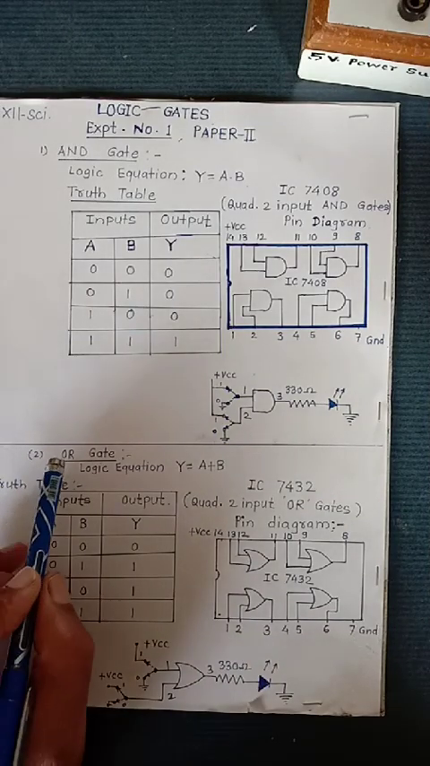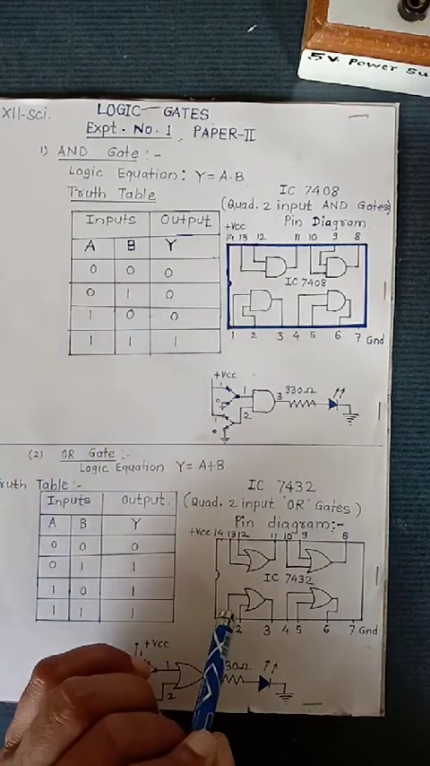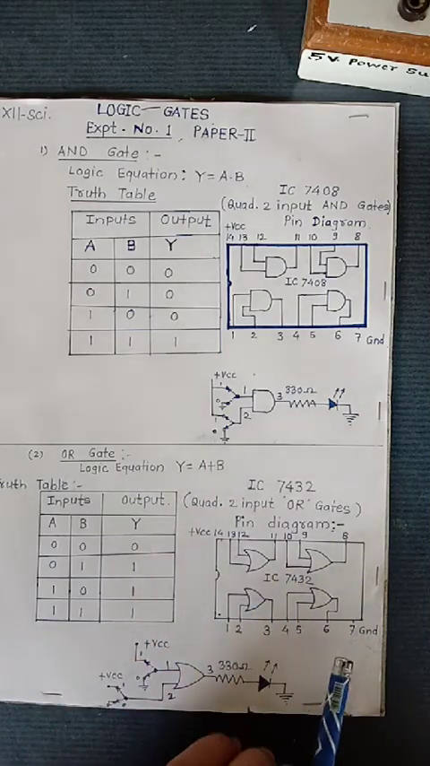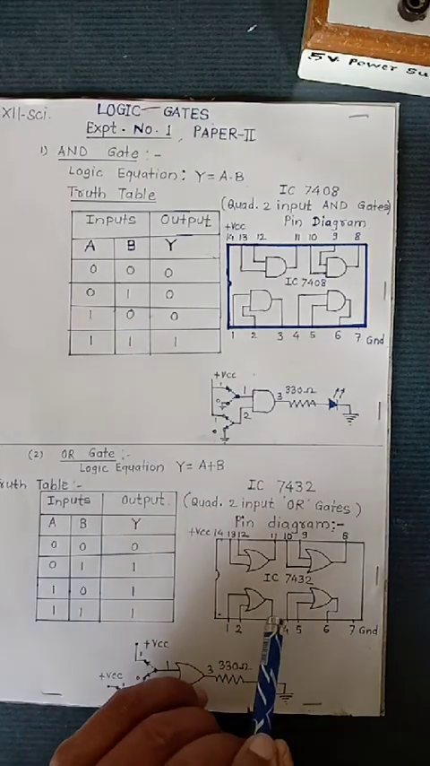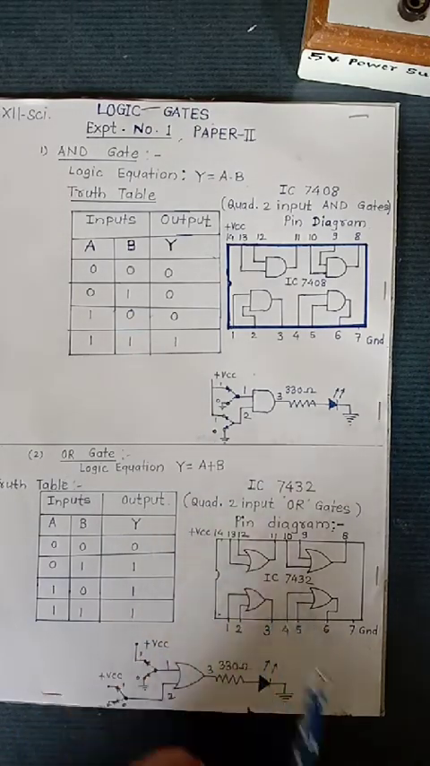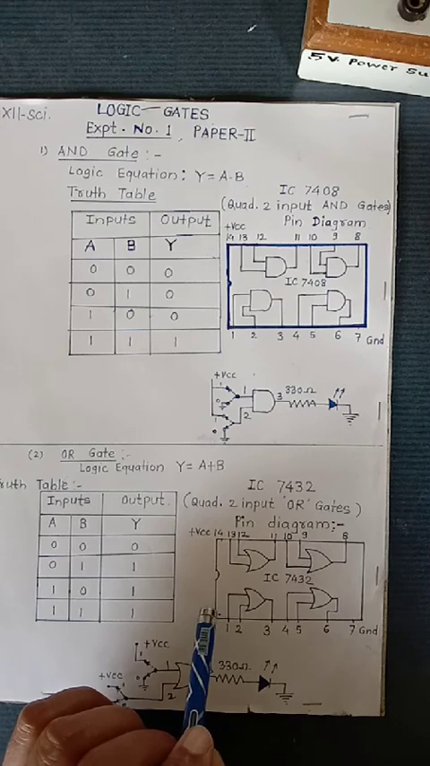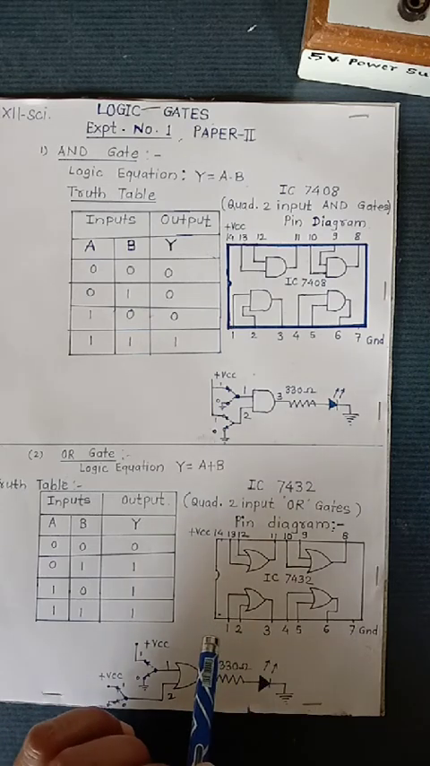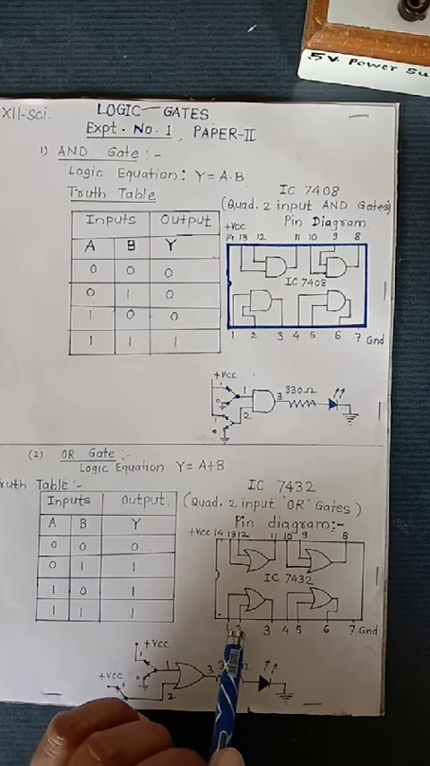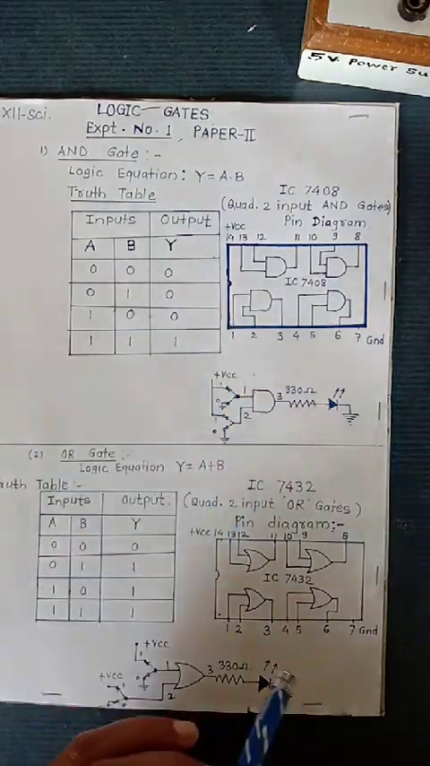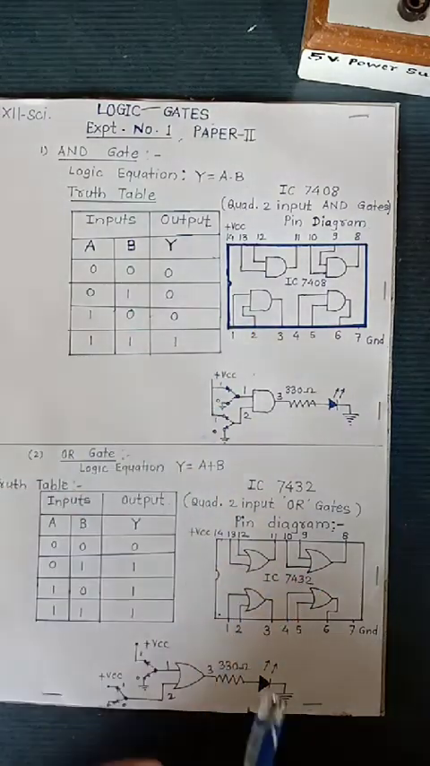To verify the OR gate, we use IC 7432. It is for the OR gate. This IC also consists of 4 OR gates. The pin connections, or pin diagram, of IC 7432 is shown here. This IC is a 14 pin IC, and in the first OR gate, pin number 1 and 2 are inputs, pin number 3 is output, similar to 7408, similar to the AND gate.